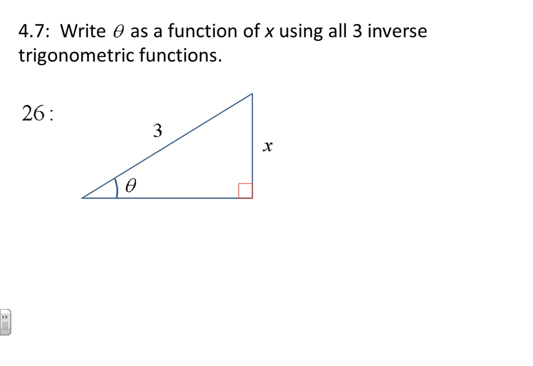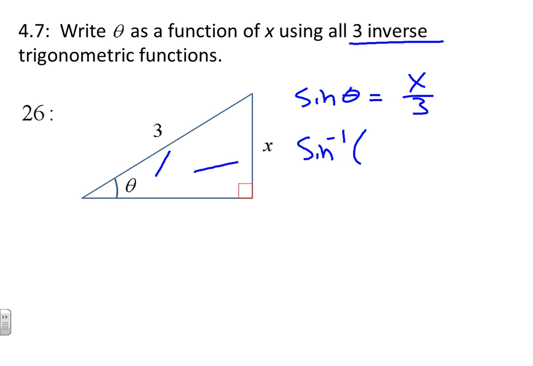All right, same problem, but now we're supposed to use all 3 inverse trig functions. So they're talking about sine inverse, cosine inverse, tangent inverse. From theta, I've got the opposite. I've got the hypotenuse. That sounds like sine. Sine of theta equals opposite x on hypotenuse 3. Therefore, sine inverse, undo it. We turn theta into x on 3. We have to turn x on 3 back into theta.